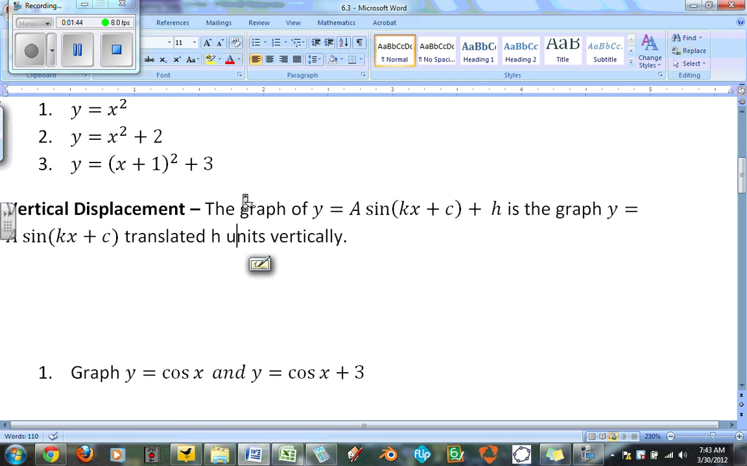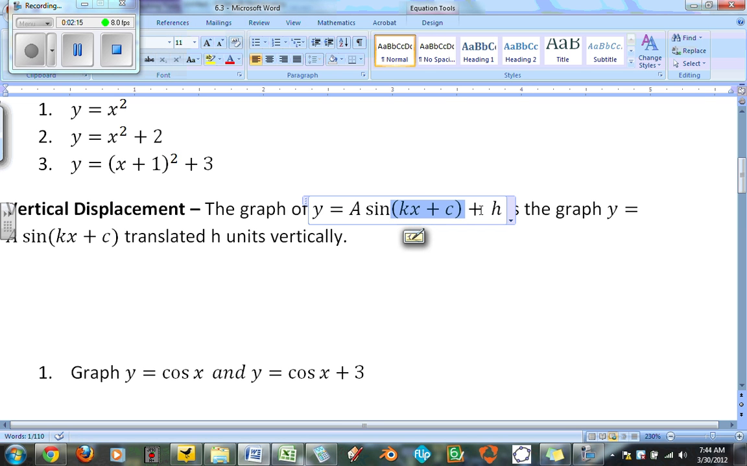I'm hoping that wasn't too big of a stretch for you. But we can do the same thing with trig functions now. We already know this part right here, the a sine of kx plus c. That should look familiar. That's where our amplitude, the a, came from. Our period came from 360 divided by k, or 180 divided by k if it was a tangent function. And then our phase shift came from negative c over k, right?